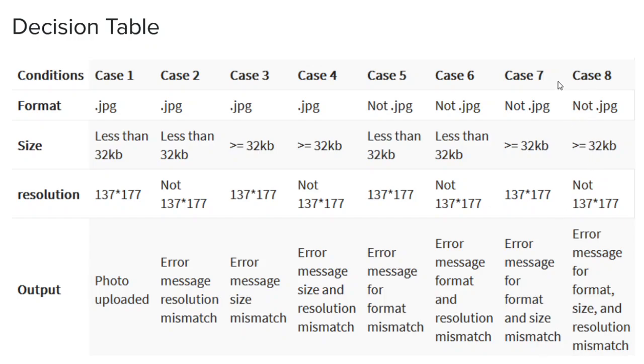Eighth case, where all three conditions are failing. If you see, file format is not JPG, file size is greater than or equal to 32 KB, and resolution is also not 137 by 177. So the error message for all three conditions is that format is incorrect, resolution mismatches, and size also mismatches. So this is the sample decision table, or this is how we can use the decision table technique to derive the test cases for multiple conditions and their values.